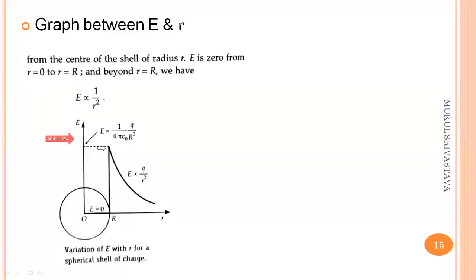At capital R, the electric field is given by E equals 1 upon 4 pi epsilon naught Q upon R square. This is the maximum value of E here. As the distance r increases, the value of E decreases, as E is inversely proportional to r square. So there is a fall in the curve of this graph, and this is the graph between E and small r.